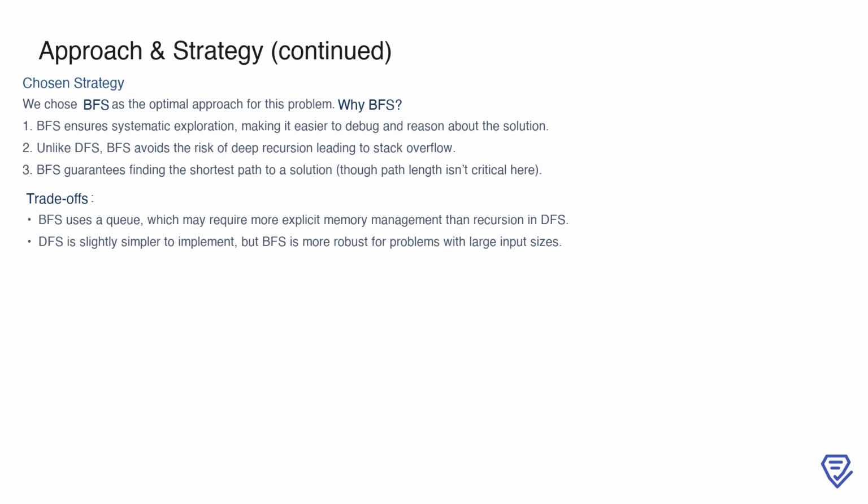There are a few trade-offs to consider. BFS requires maintaining an explicit queue, which may involve more memory management compared to the implicit recursion stack used in DFS. While DFS is slightly simpler to implement, BFS is ultimately more robust for handling problems with large input sizes, making it the preferred choice for this scenario.